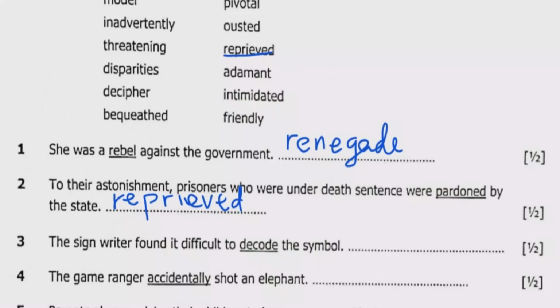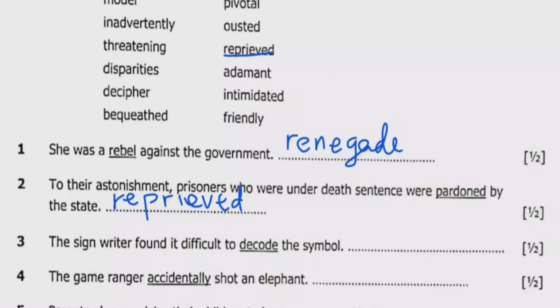Now we go to question 3. But I haven't been talking about these words. Let me talk about renegade. A renegade is someone who rebels against or deserts a group or authority, especially government. Reprieved means to be granted a delay or cancellation of punishment, especially a death sentence. So it's more of being pardoned.